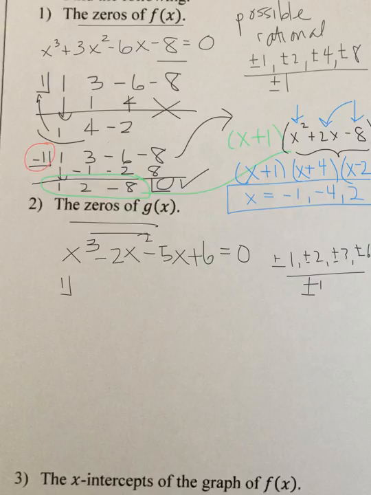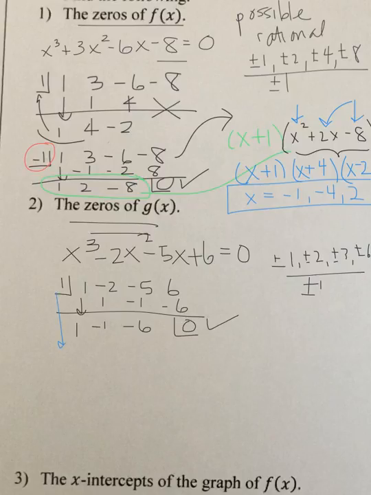So I'm going to start with 1 again. 1, negative 2, negative 5, 6. Bring that down, we get 1, 1, that's negative 1, negative 1, negative 6. Woohoo, we found it first try, yay. So then that means that this 1 would come from the factor x minus 1. We have x squared minus x minus 6 as the remainder or leftover polynomial.